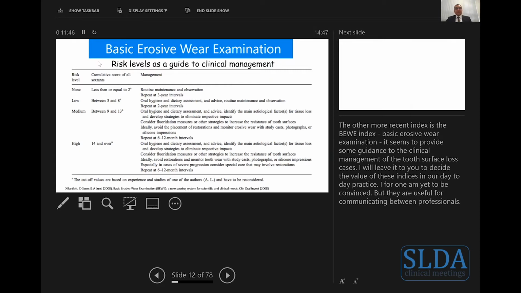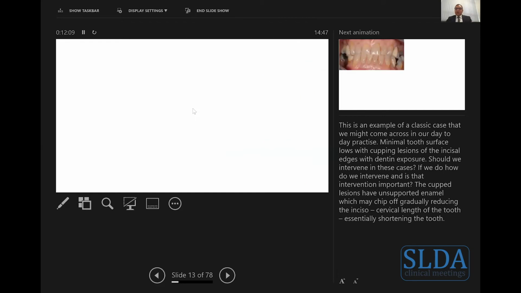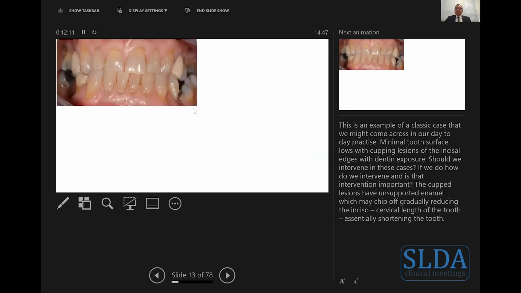This is the other, more recently developed one, called the BEWE index, the basic erosive wear examination index. Again, this particular one suggests that it might help guide the clinician in the clinical management of the case. Again, quite complex, and it will take quite some time to get used to it in clinical practice.